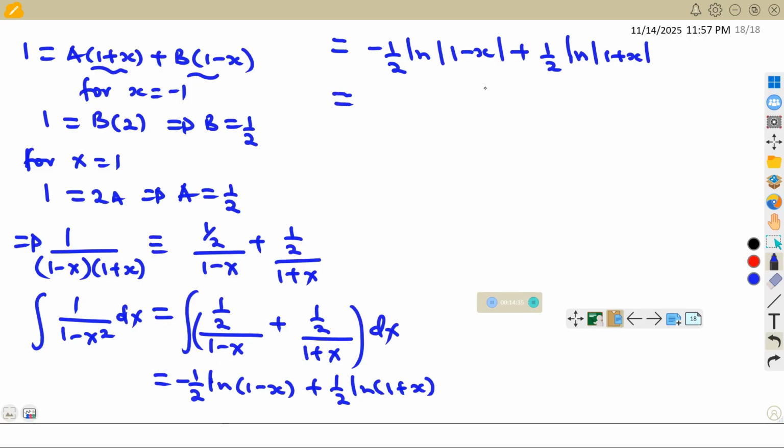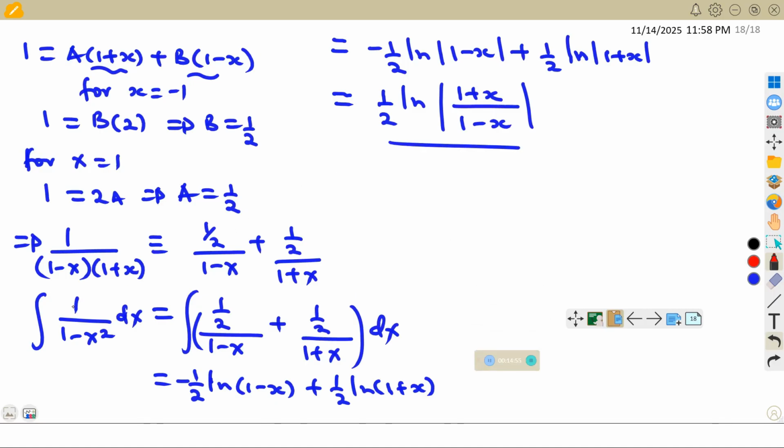So actually this is same as having a half ln of 1 plus x over 1 minus x. So this is what basically we shall get. So from equation, next we shall say we have got this. So this is the integral of 1 upon 1 minus x squared dx.